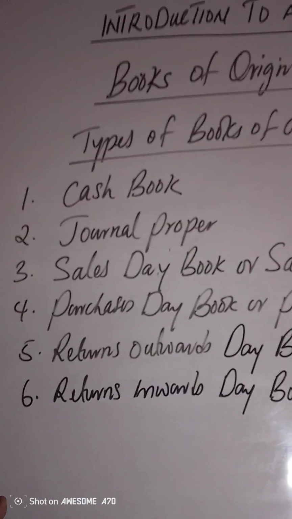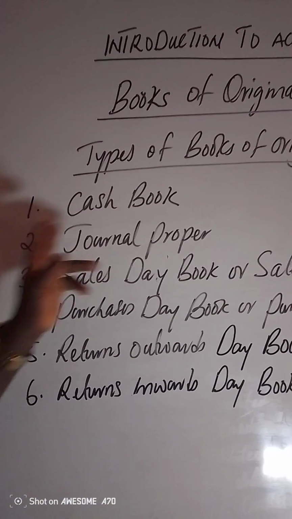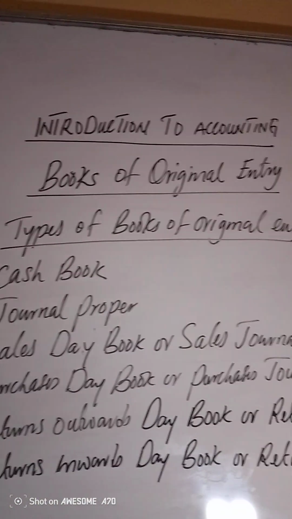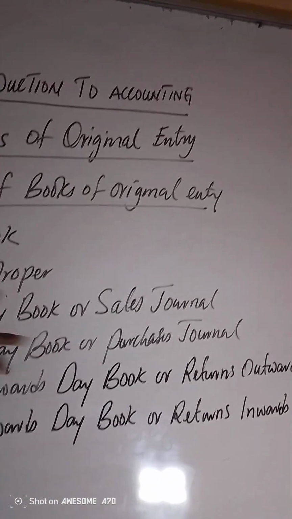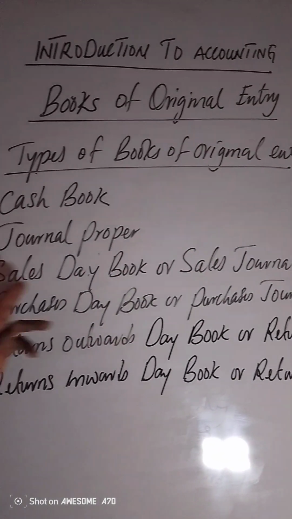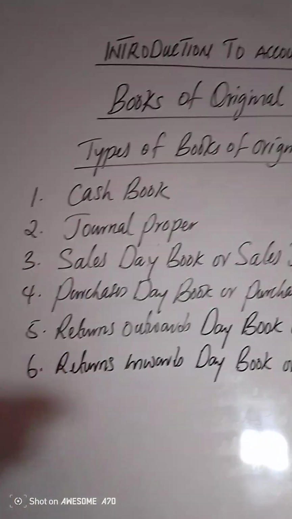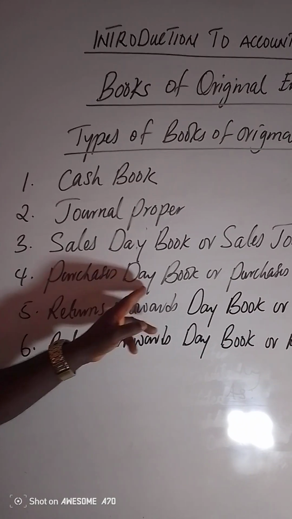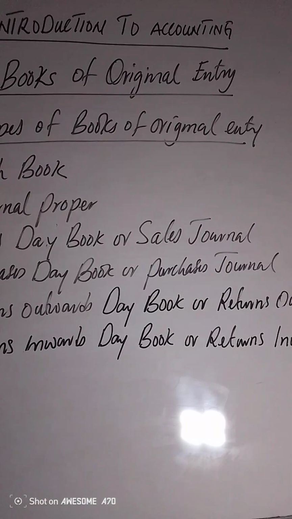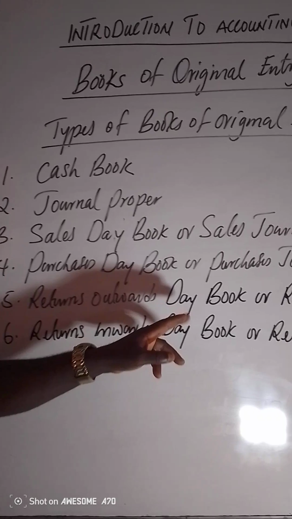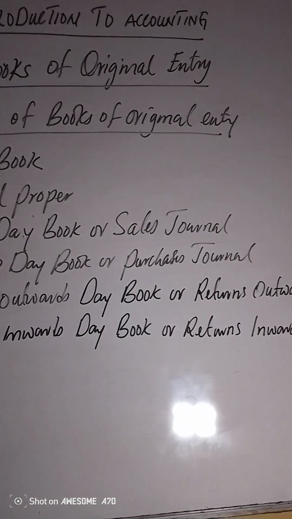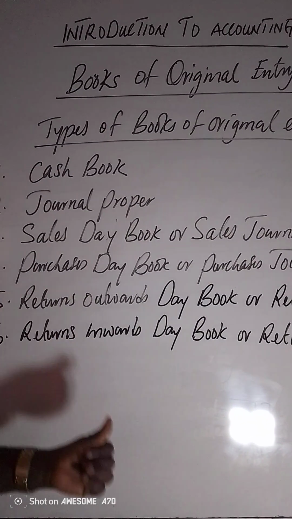The types of books of original entry: number one, we have the cash book. Number two, we have the journal proper. We have the sales day book or sales journal. We have the purchases day book or the purchases journal. We have the return outward day book or the return outward journal. We have the return inward day book or the return inward journal.